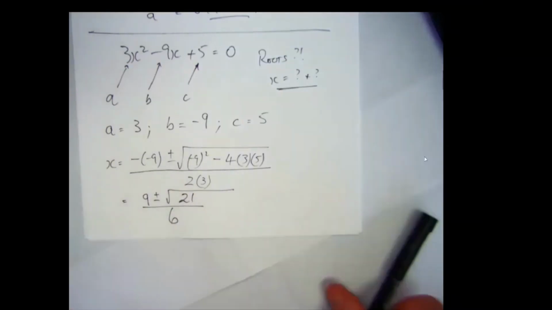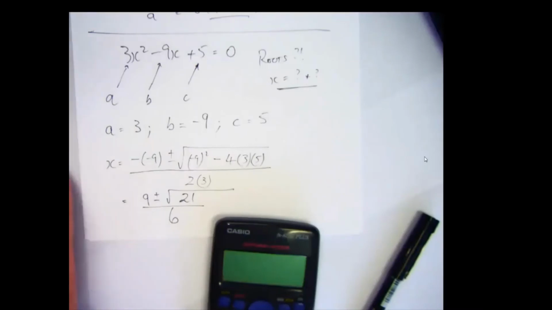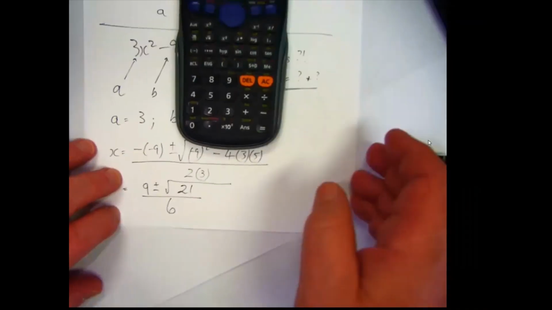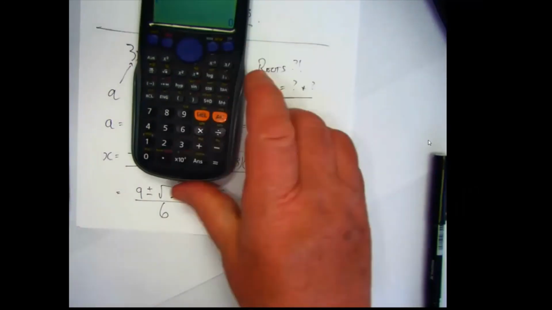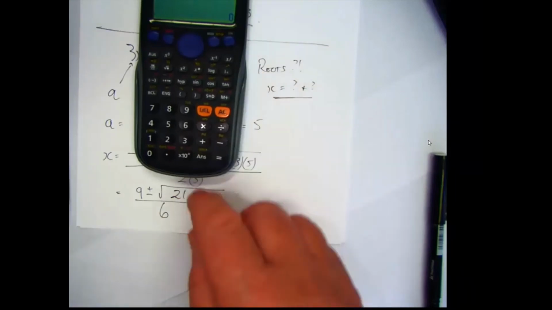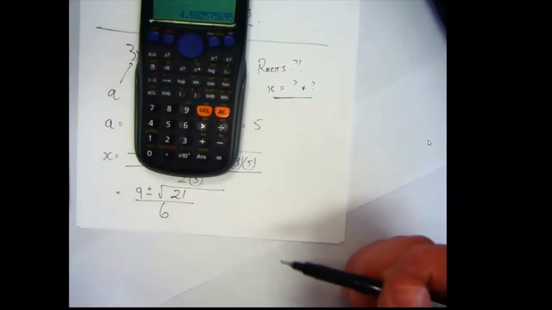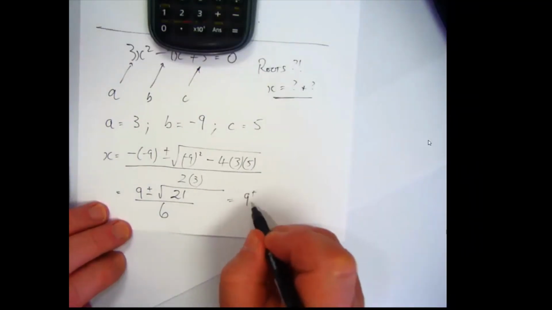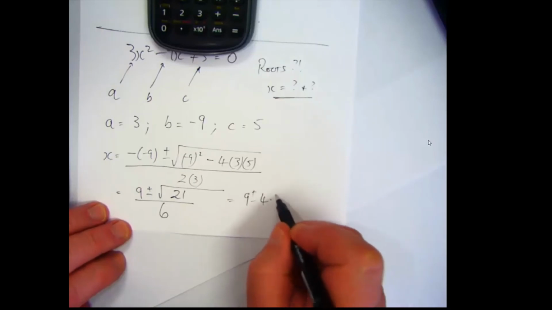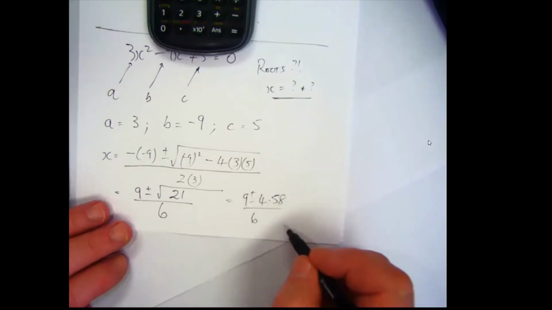And you can put this into your calculator. What it means is that you have two answers. Okay, so I'll work through this just to make sure you know what we're doing. The square root of 21 is going to be that 4.58. Let's just use 2 decimal places. So this becomes 9 plus or minus 4.58 all over 6. Now from here you get two answers.